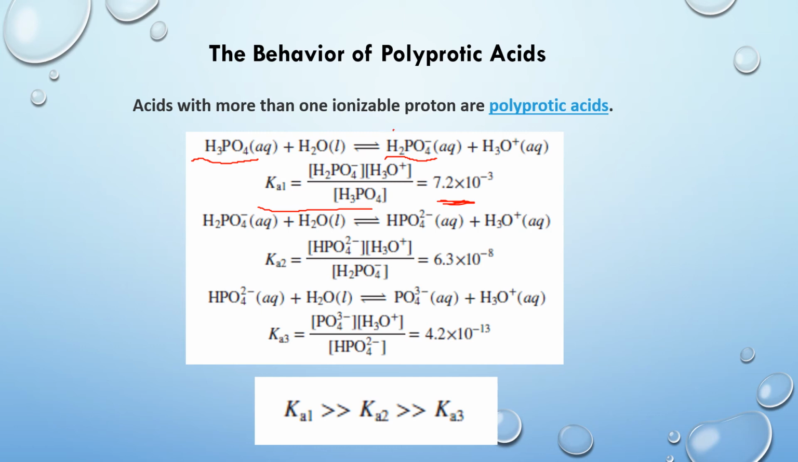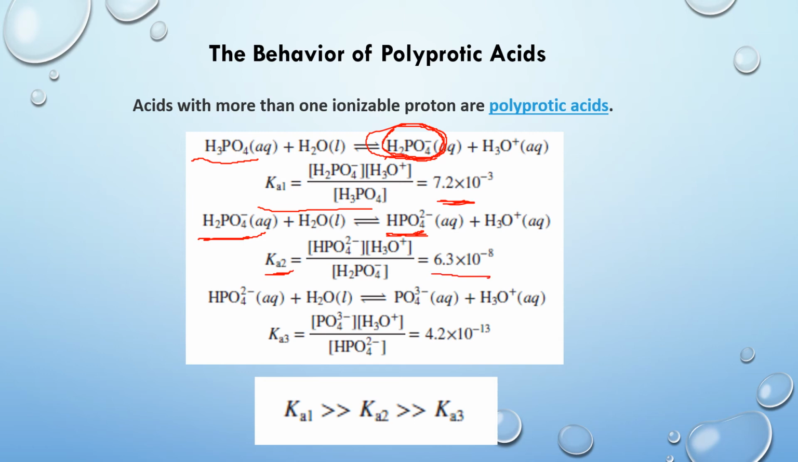And for this H2PO4 minus, it still contains 2 protons, so it's still able to donate a proton. For the second reaction here, we start with H2PO4 minus, so it will donate another proton, generating HPO4 2 minus. And for this equation, the Ka value will be written as Ka2, and it has a value equal to this.